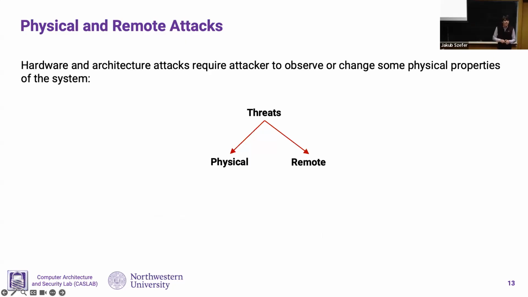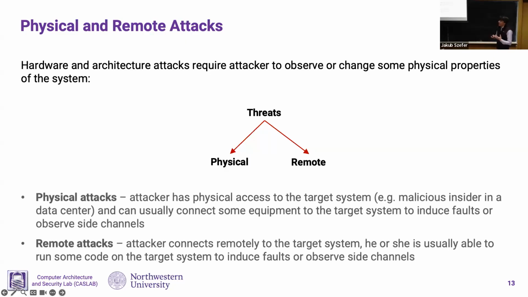This becomes a little bit more subjective, whether you think somebody has physical access to the machine, or if you only give users remote access. But I think physical can be much more interesting, because you can probe or measure the power consumption, for example. But if it's in a secure data center, maybe it's less of a problem. For remote attacks, you connect to the system remotely, and then you run something on the target system to inject faults or observe side channels.